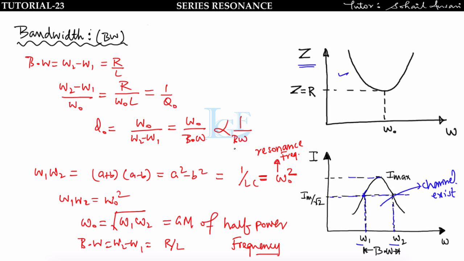So the conclusion of this relation is: the narrower the curve, the higher the quality factor. See, if the curve of this current graph is narrow like this, then I will get less bandwidth, and if I get less bandwidth, then the quality factor of that circuit will be high. Okay, and if the curve of this current graph is broad like this, then I will get more bandwidth. More bandwidth means less quality factor. Got it? So you have to keep all these formulas in mind while solving any RLC series resonance circuit.